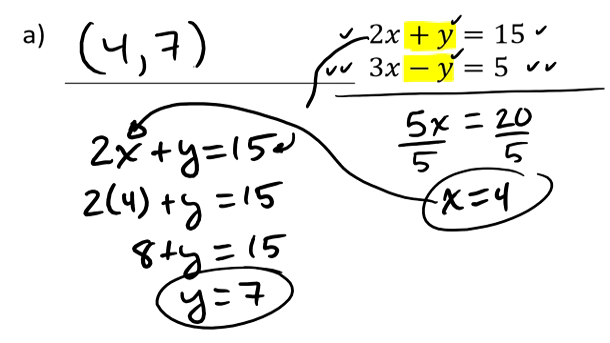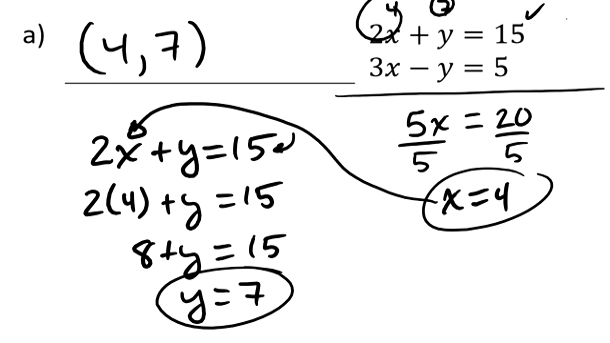And it's worthy to look at, right? If I take these values and plug in, if x is 4 and y is 7, notice 2 times 4 is 8, plus 7 is 15, so that checks in the first equation. 3 times 4 is 12, and 12 minus 7 is indeed 5, so it checks in the second equation. So this is definitely the solution. It's the point that makes both of those equations true. Let's take a look at part B.